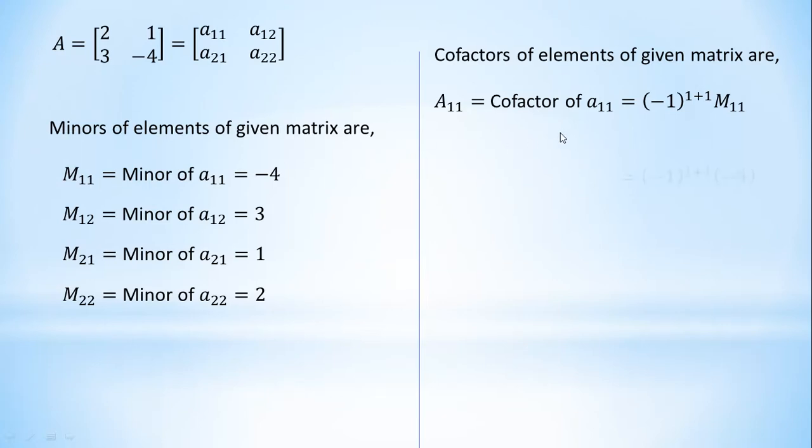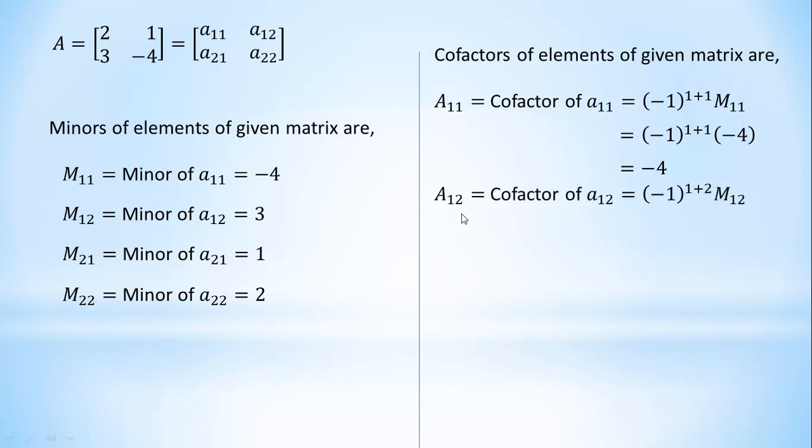So see the calculation here. -1 raised to 1 plus 1 into bracket. What is M11? See here, it is -4. Okay. Now what about -1 raised to 1 plus 1? It is -1 raised to 2. So -1 raised to 2 is plus 1. So plus 1 into -4, that is -4. So see here, the minor M11 is equal to -4. Then the cofactor will be -4. Just compare this M11 and A11 like this.